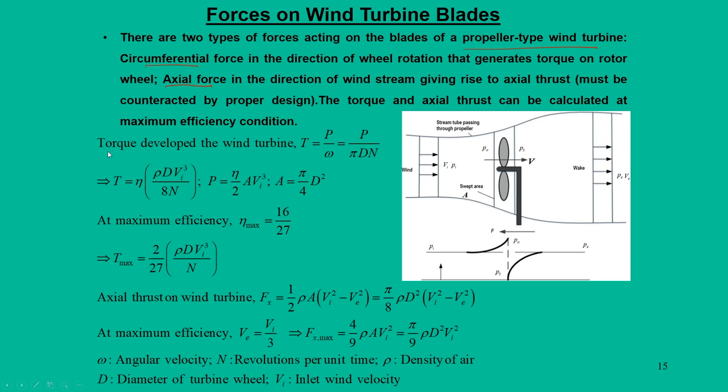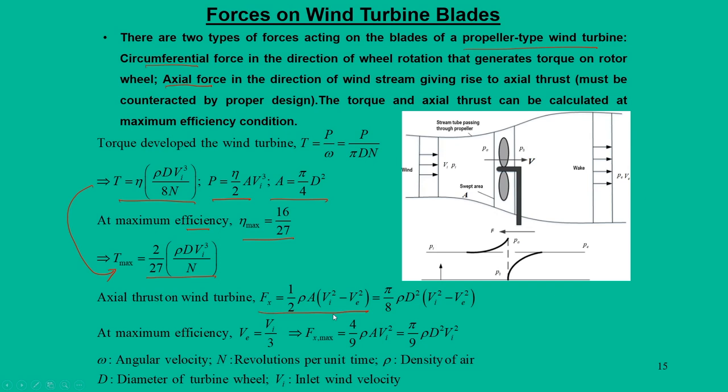Let us try to understand the torque developed by the turbine, that is P divided by omega. It can also be represented in terms of the RPM of the rotor. So the torque can be expressed in terms of this, because we know the power term and we know the area. Now, at maximum efficiency, that is eta max equal to 16/27, the maximum torque can be simplified with this number.